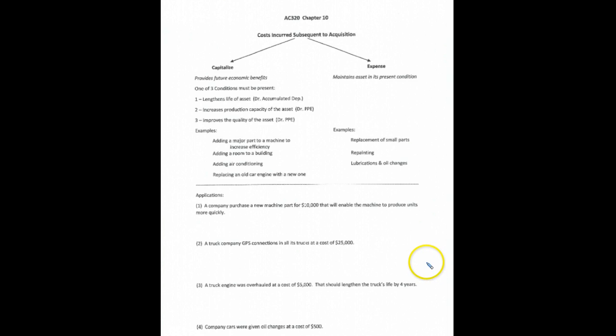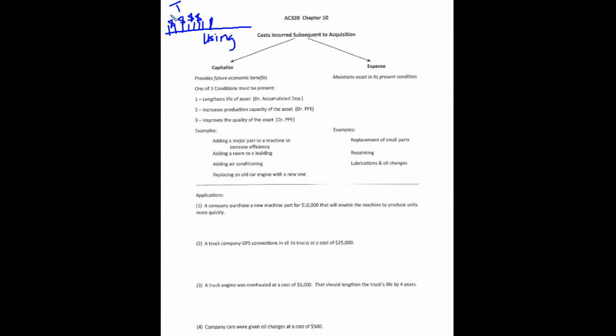In part 2 of chapter 10, we're going to look at cost after we acquire the asset. Up to this point, particularly in part 1, we were looking at all the costs up until we start using the asset. So, all the costs incurred to acquire and get the asset ready for its intended purposes, those are all capitalized as part of the cost of the asset.